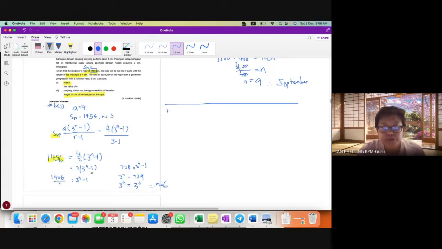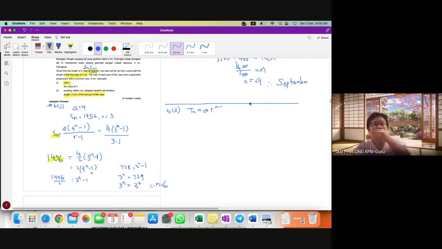Then B2. Okay, now we want the length of the last part. This one is very interesting. The last part, which I want to know, is my Tn, not Sn anymore. So I want to find my nth term. My Tn is actually the last part. Why do I know that? This is a GP, not an AP. Okay, sorry. My Tn is A times R power n minus 1.